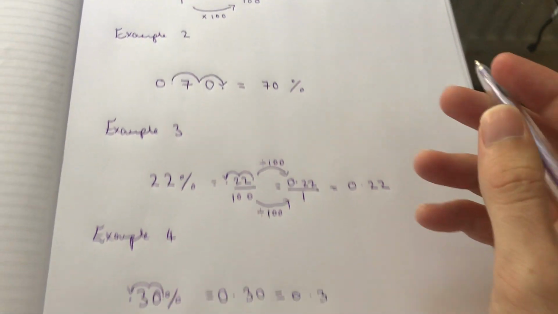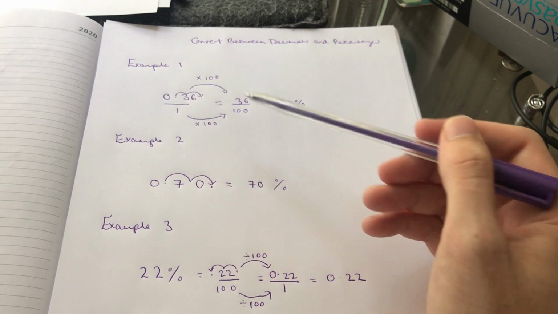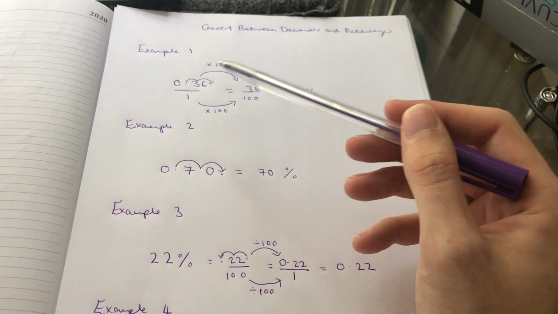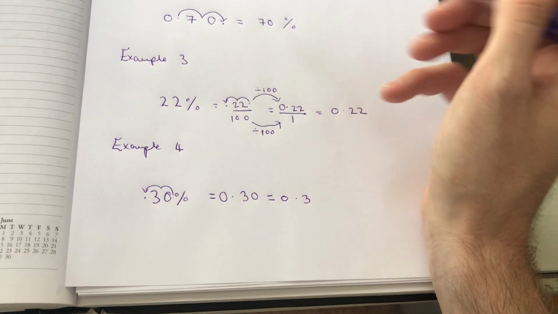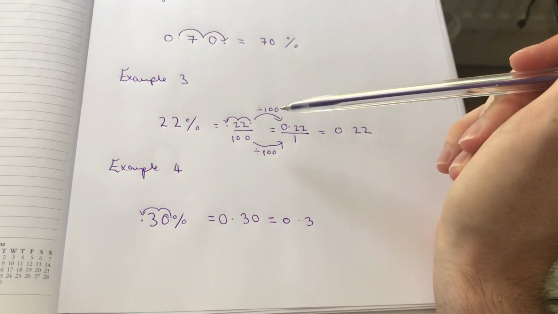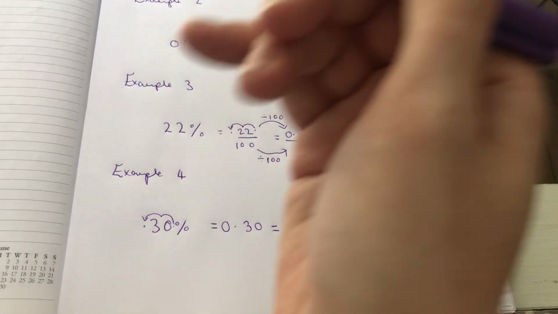So remember, our rule is for when we're converting from decimals to percentages, we multiply by 100 or move our decimal point 2 places to the right. Or when we're converting from percentage to decimal, we divide by 100, which is the same as moving our decimal point 2 places to the left.